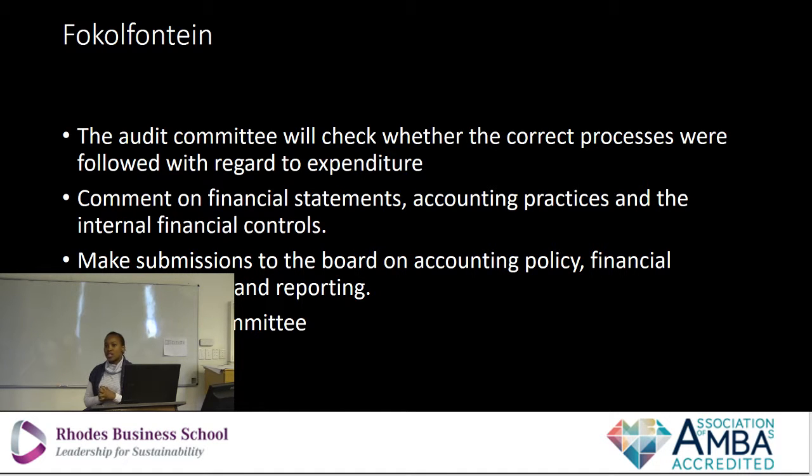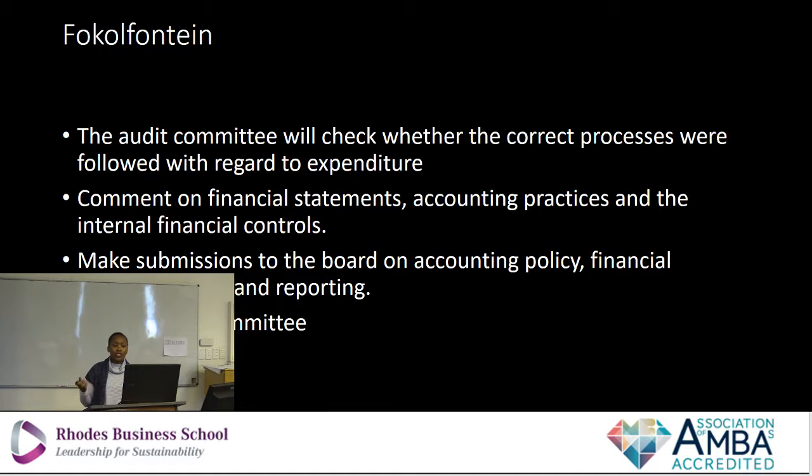And now, when we as Group 1 look at Fokolfontein in relation to audit committees, this is how we get involved in a project like this. So the audit committee is there to audit or to give an input to findings, audit findings of the organization. And this happens in hindsight. We don't get involved in the onset, but we audit what has already happened.